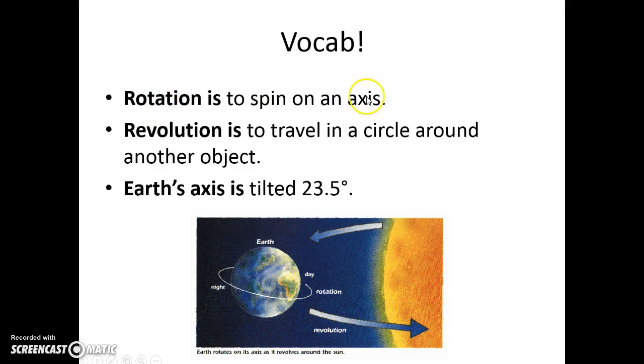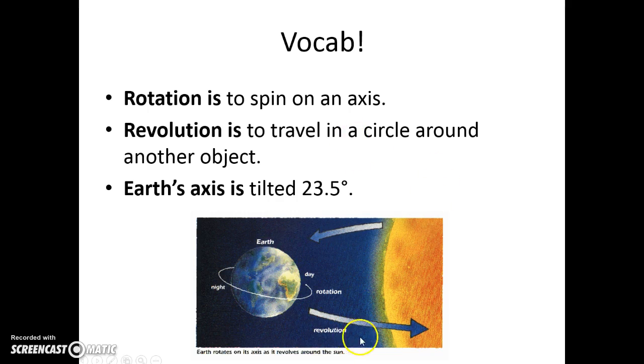Rotation is to spin on an axis. That's Earth's motion. See, it's going around here. Rotation is what gives us day and night. Earth turns on its axis and changes the part that's facing the sun. So that's what gives us the motion of the sun through the sky and causes us to experience day and night.